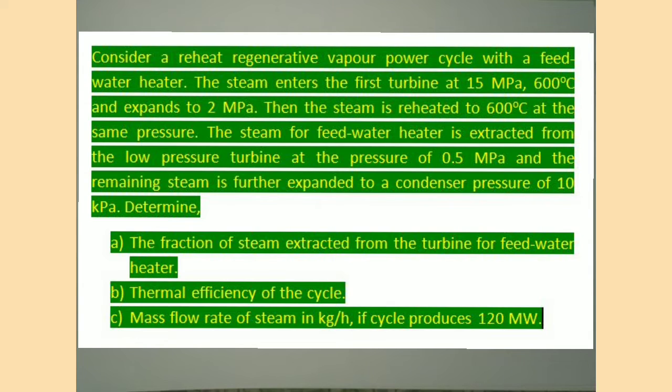The steam for the feed water heater is extracted from the low pressure turbine at a pressure of 0.5 megapascal, and the remaining steam is expanded to a condenser pressure of 10 kilopascal. Determine: A, the fraction of steam extracted from the turbine for the feed water heater. B, the thermal efficiency of the cycle. C, the mass flow rate of the steam in kilogram per hour if the cycle produces 120 megawatt.